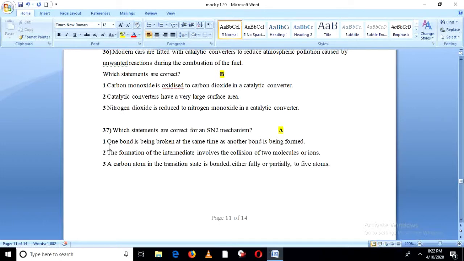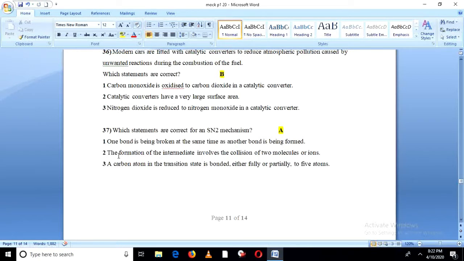The first statement was that one bond is being broken at the same time as another bond is being formed. You can go through your notes of SN2 mechanism and you can see that the two nucleophiles are attached with the carbon at the same time. One is attacking the carbocation and the second one is leaving. So this statement is right.